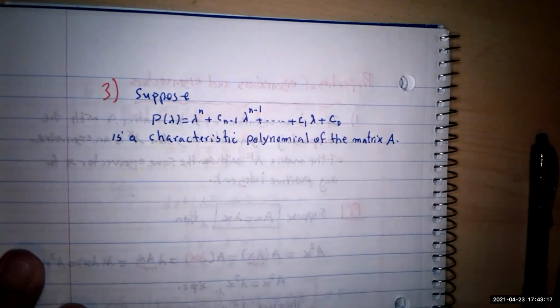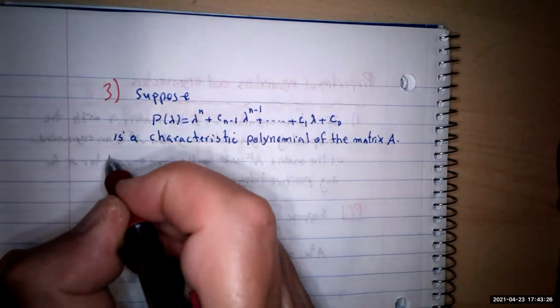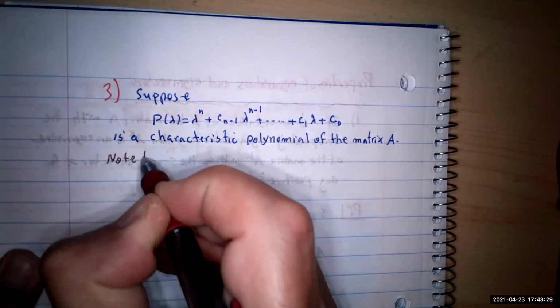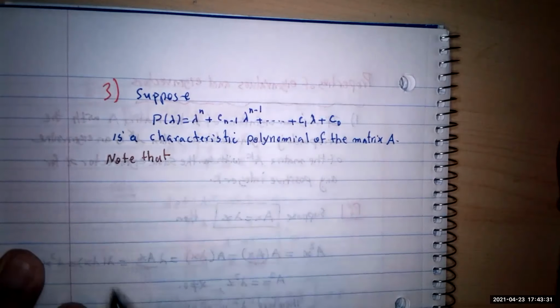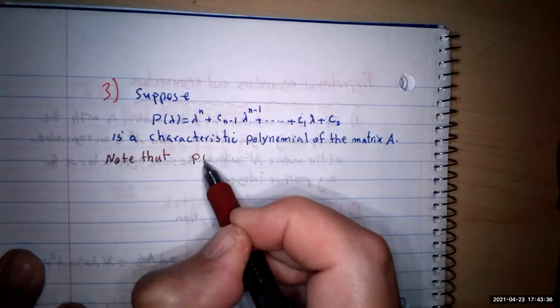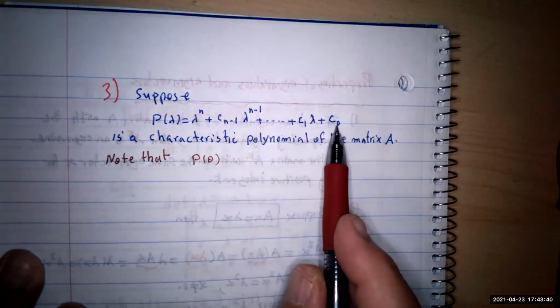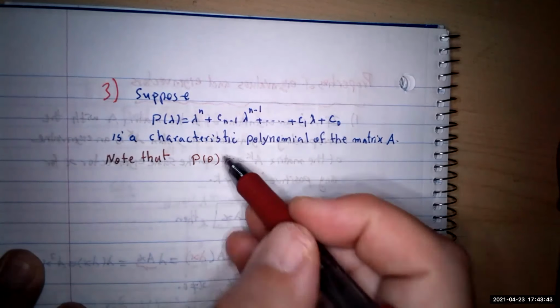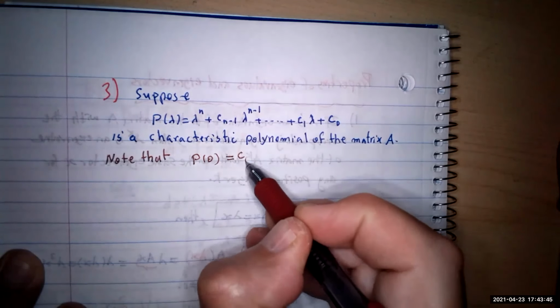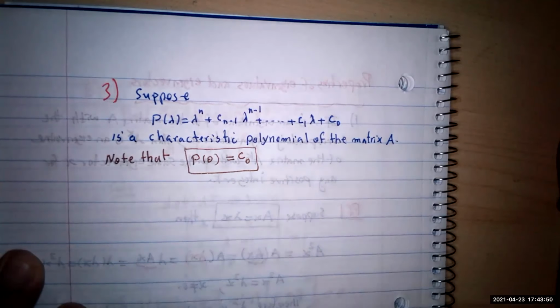You can say quite a lot about this polynomial, but the one that I'm interested in is, if this is the case, what is P of 0? If you replace lambda by 0, everything would be 0 except the last term, the constant term. So P of 0 is going to be the constant term.